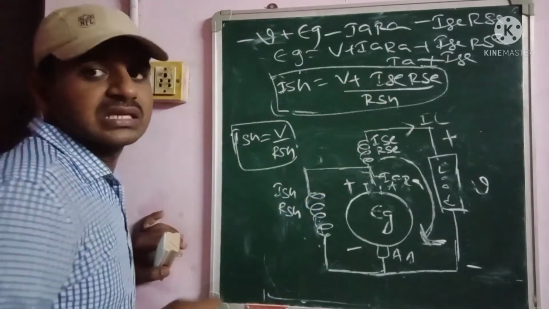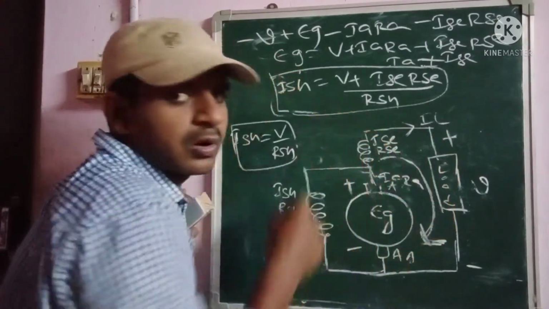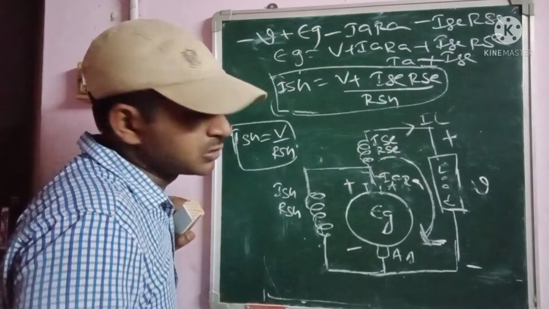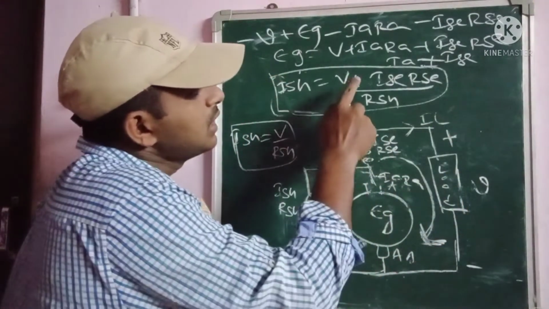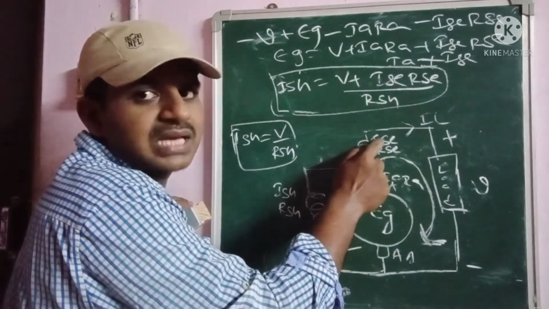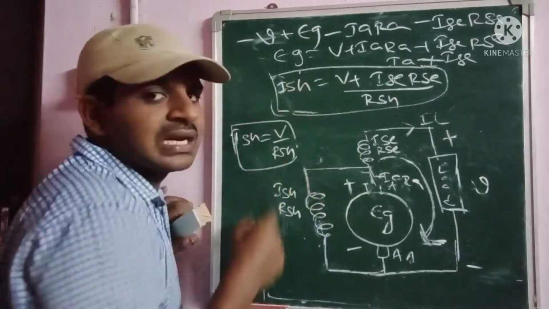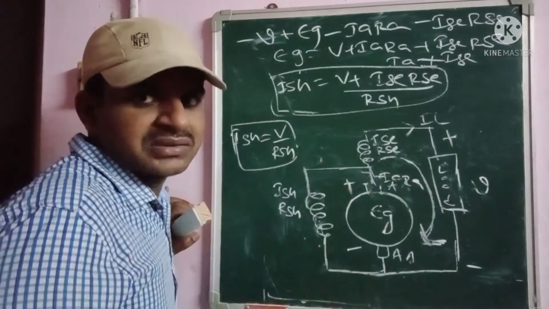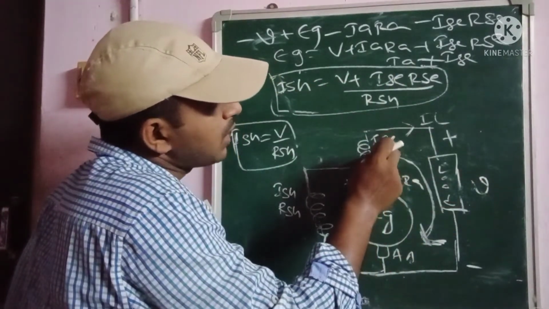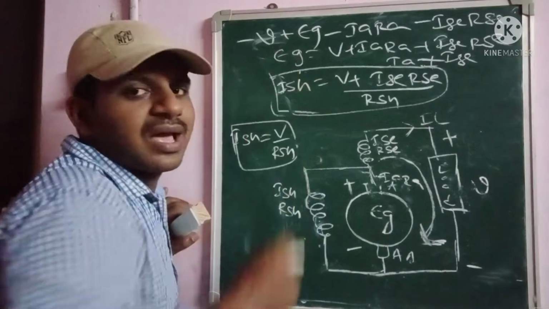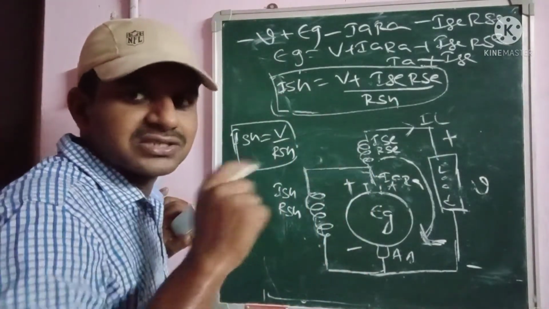So how do we get this equation? Here the series field winding is in series with the load. If you observe this diagram, you can clearly understand. So that's why V plus ISC into RSC, divided by RSH. According to Ohm's law, I is equal to V by R, which we already know. So ISH is equal to V plus ISC into RSC by RSH. This is the current equation for the short shunt compound generator.